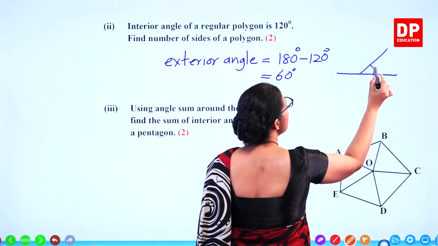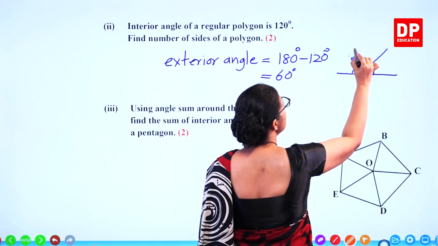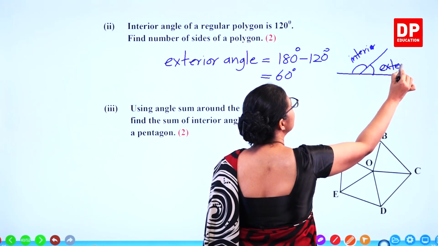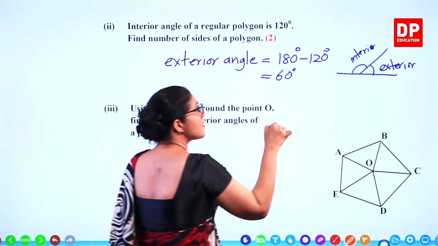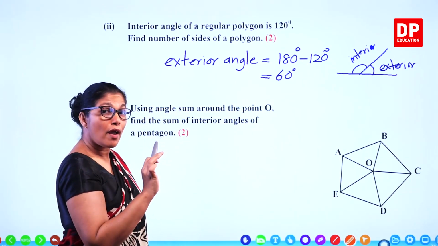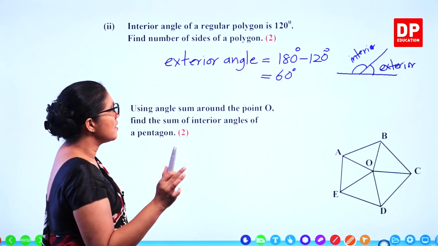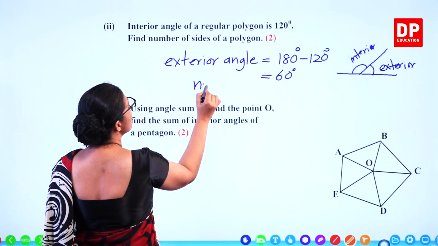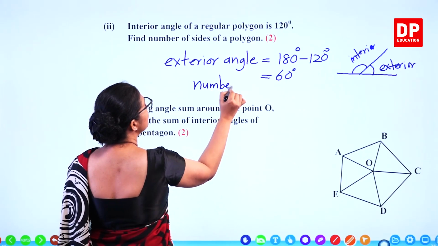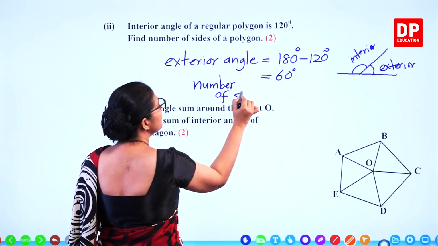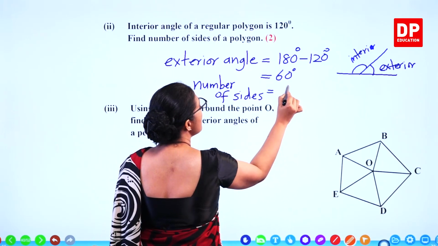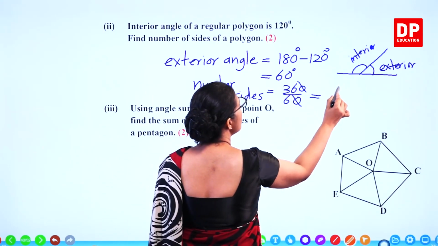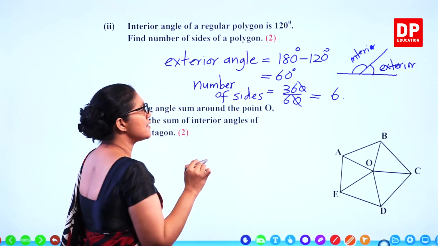If you know the exterior angle, you can easily find out the number of sides, because when you take the exterior angle here, interior, exterior, the sum of exterior angles for any polygon is 360. So 360 divided by 60 is the number of sides. So this is a 6-sided polygon. What's that? Hexagon.